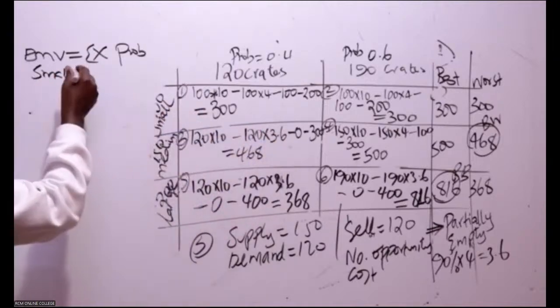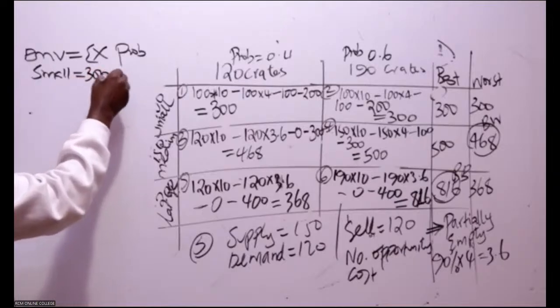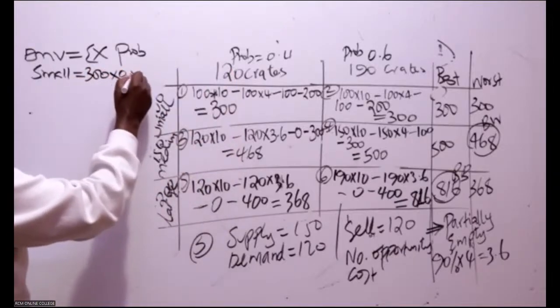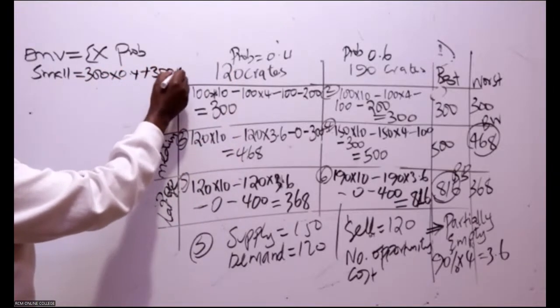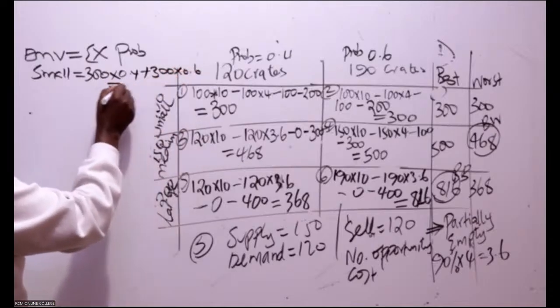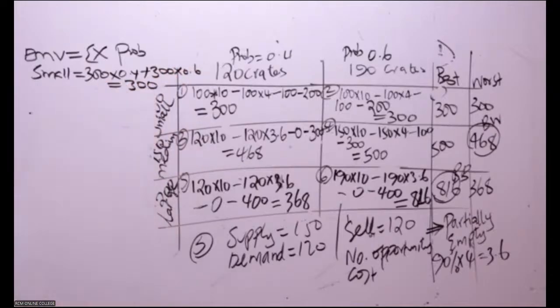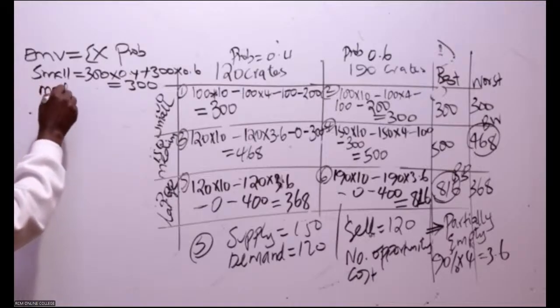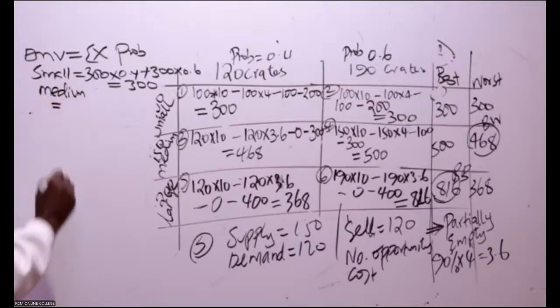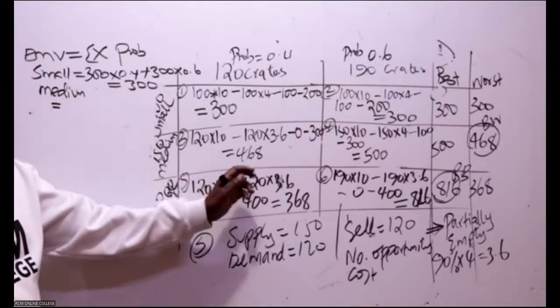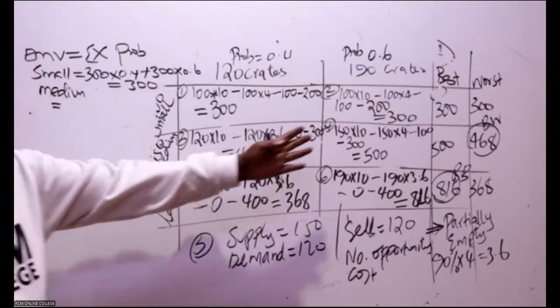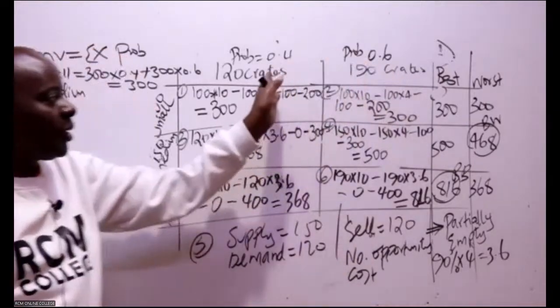For small, I can see the X values are only 2. So you take 300 times 0.4, plus 300 times 0.6, which will give me 300. How about the expected monetary value for medium? For medium, I can see there are only 2 X values. Don't count best. We're only looking at the demands.